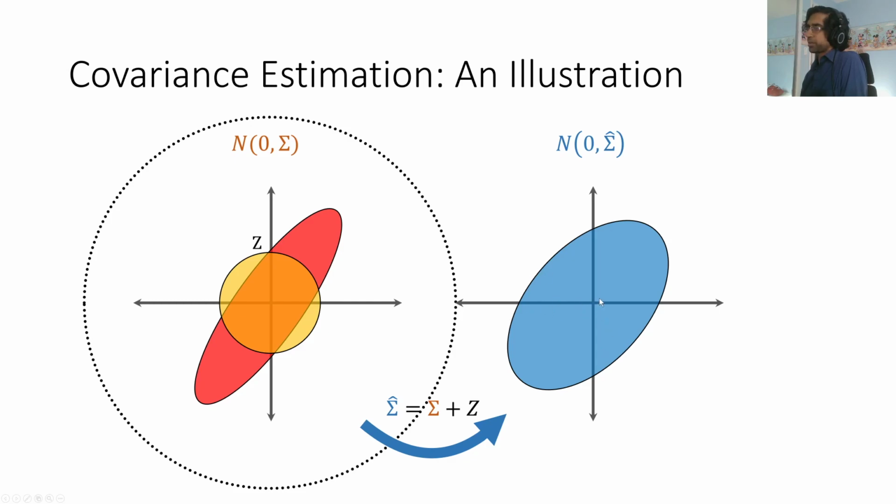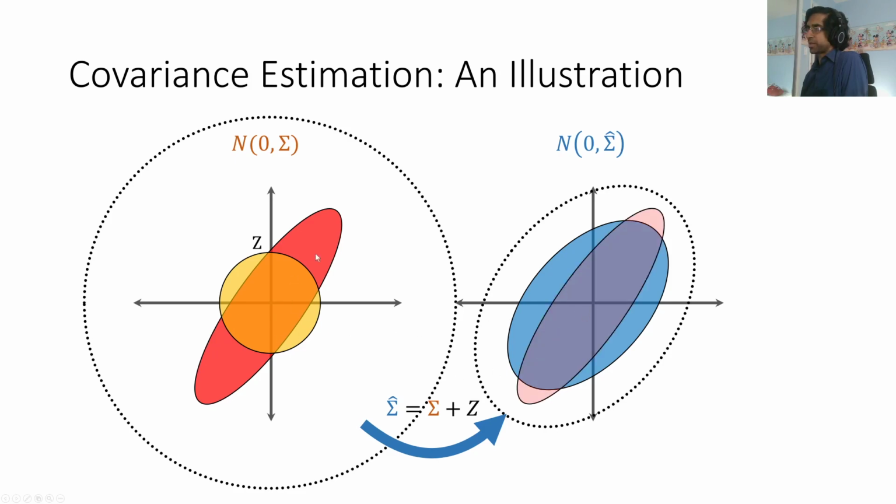But what we can do based on this new covariance estimate is draw a much tighter confidence ellipsoid on where the true covariance must lie. And indeed, here's a ghost of the original covariance matrix, and you can see that it lies within this confidence ellipsoid.